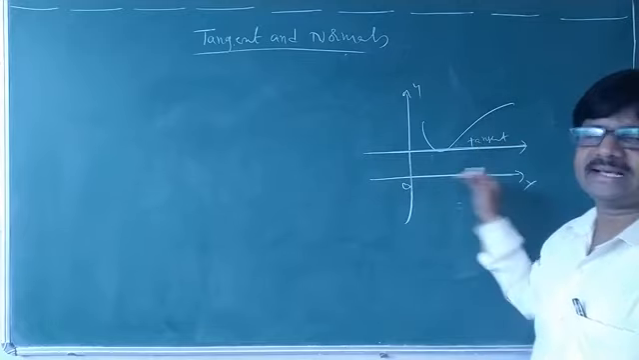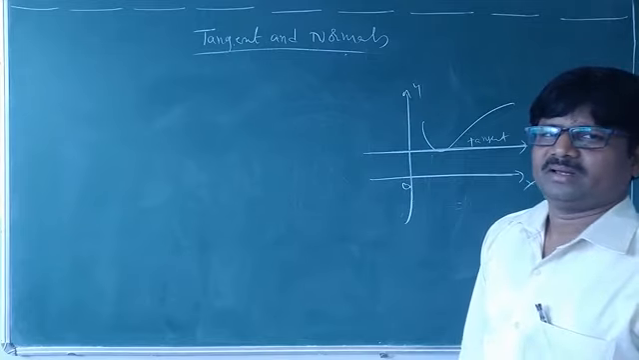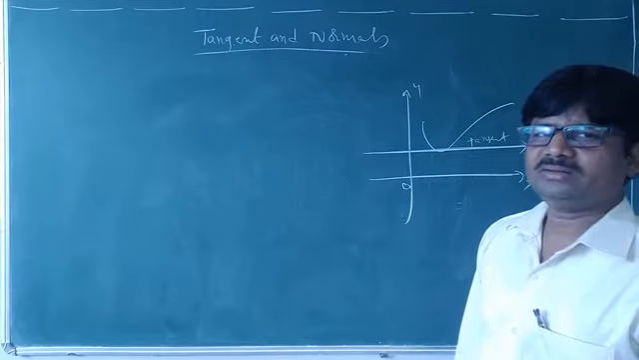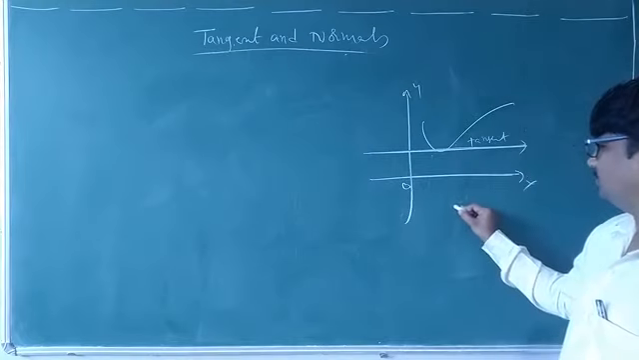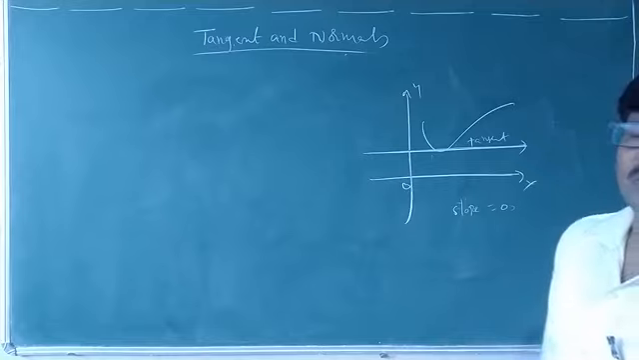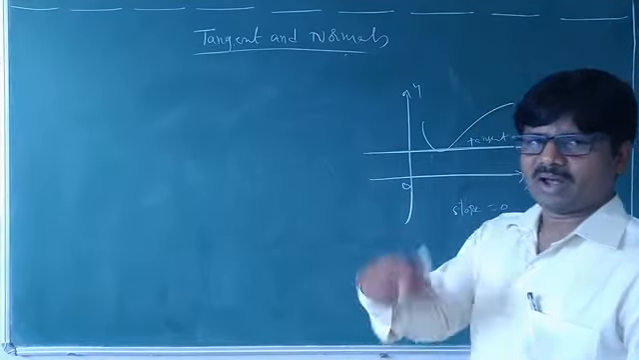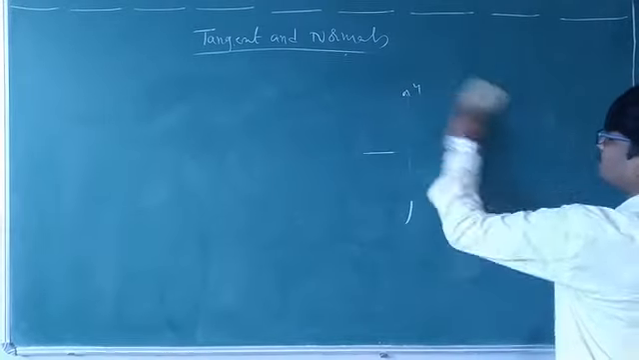Tangent is parallel to x-axis. Tangent is parallel to x-axis means what? Slope equal to 0. So what is slope? Do you know slope? Slope is tan theta. Slope means tan theta. Did you remember? How can I define slope? First I will define slope.